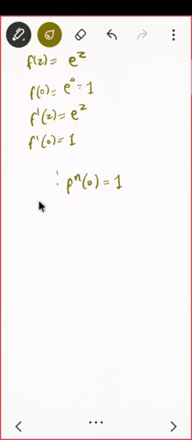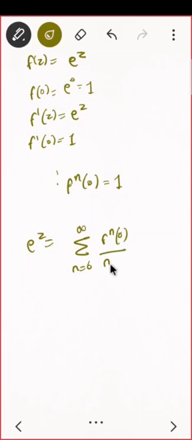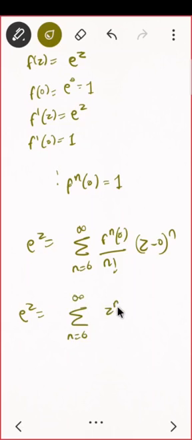So if you put it in the series, it will be e raised to z equal to summation n equal to 0 to infinity f nth derivative at 0 upon n factorial into z minus 0 the whole raised to n. This is the formula. Correct. So e raised to z equal to what? Summation n equal to 0 to infinity, this will be just z raised to n upon n factorial.